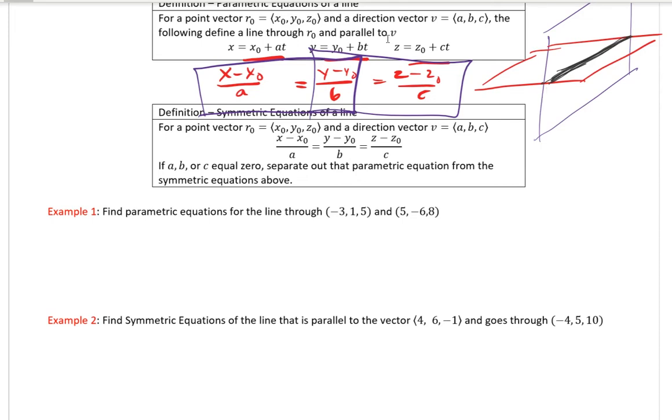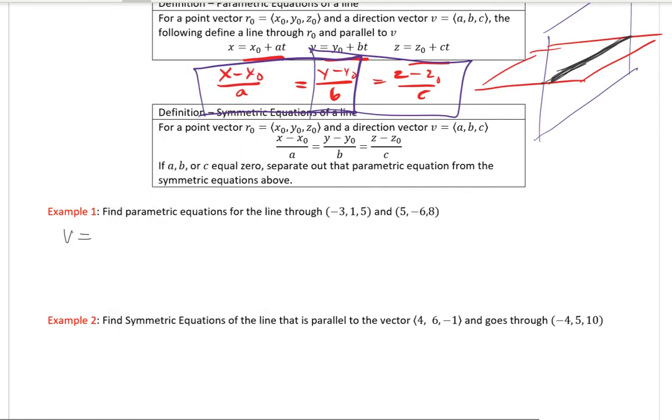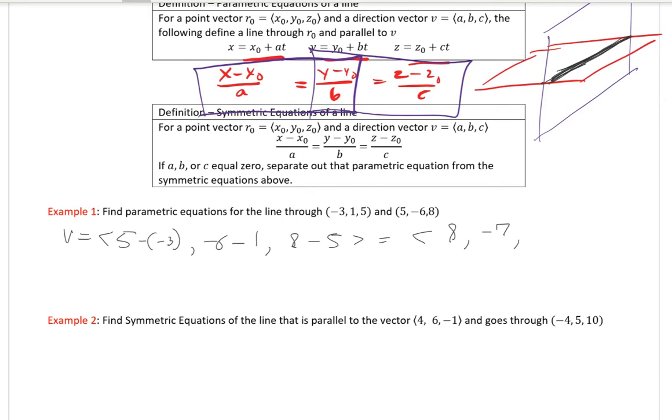So we need a vector that defines what direction this line will go in, and since we have 2 points, we should be able to find that simply by subtracting the coordinates. We should be able to create a direction vector by saying v is equal to the subtraction of these 2 points. You can do it in either way. I'll say the second minus the first, so 5 minus -3, and then -6 minus 1, and 8 minus 5. This gives me the vector of 5 plus 3 is 8, -6 minus 1 is -7, and 8 minus 5 is 3.